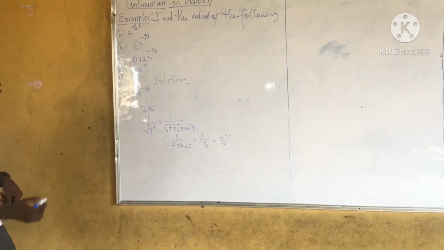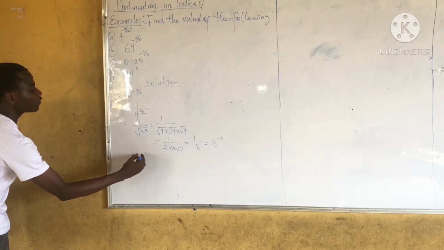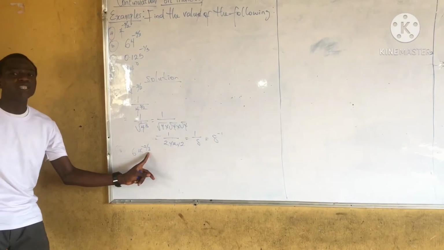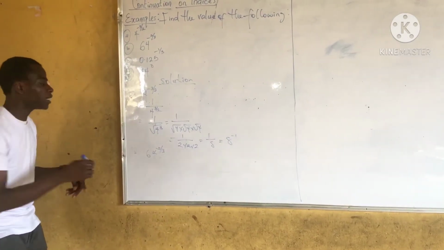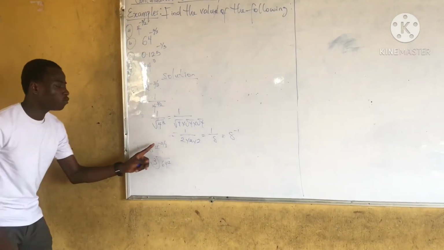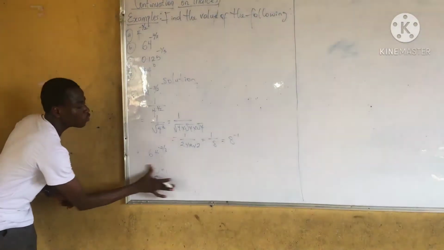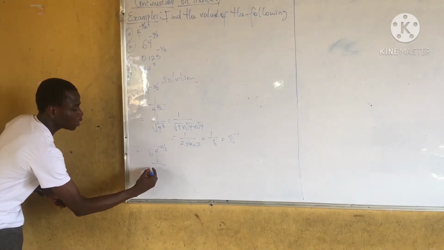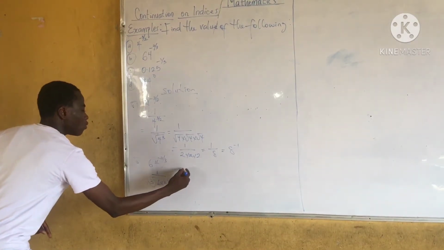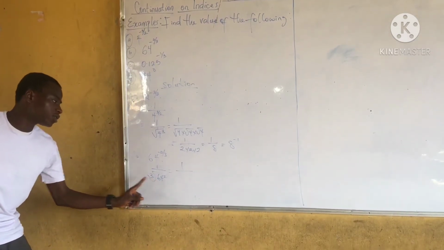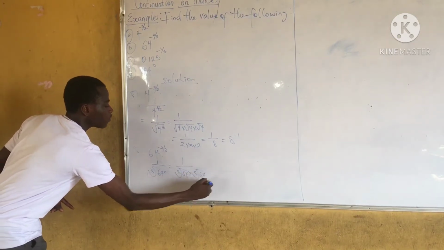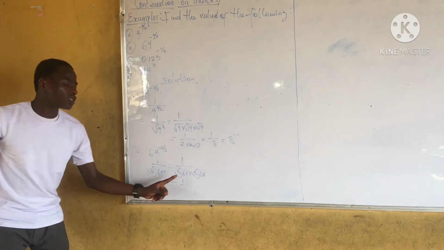That's the first question. The second question now says 64 raised to power minus 2 over 3. Now I said we base on the denominator. So this 3 here implies cube root. Before that, we change this minus sign as power here to 1 over. So we say 1 over cube root of 64 raised to power 2. So now we say 1 over, we split this, cube root of 64 times cube root of 64.